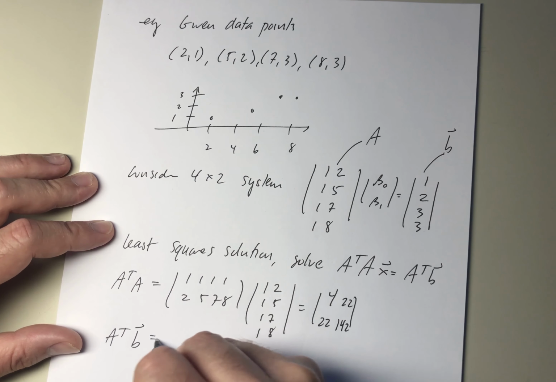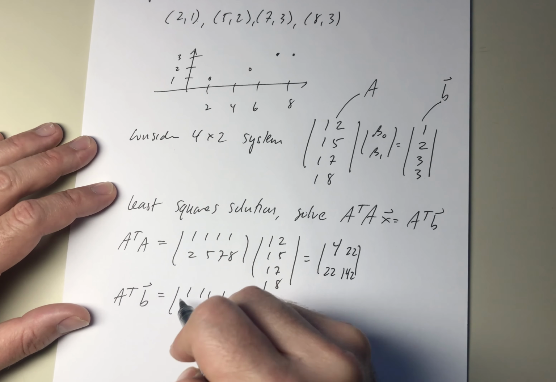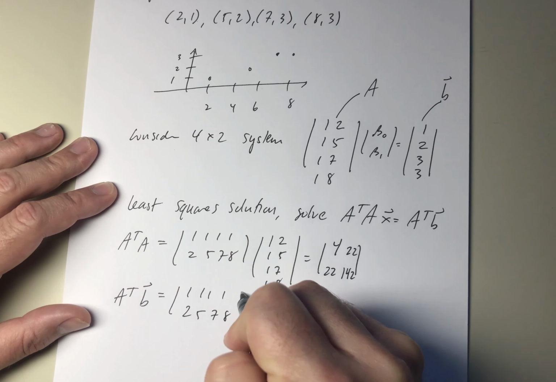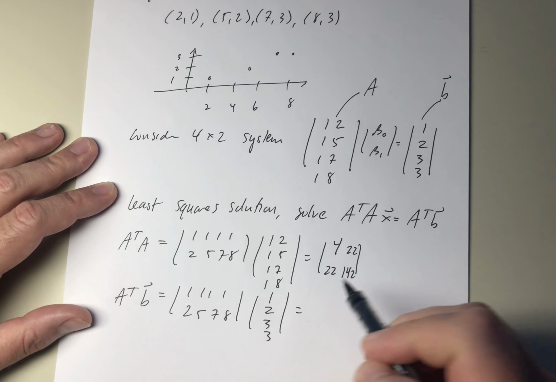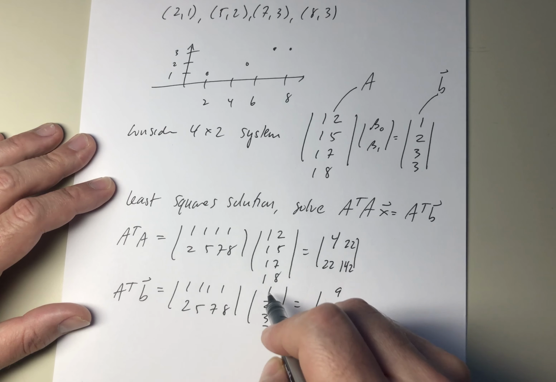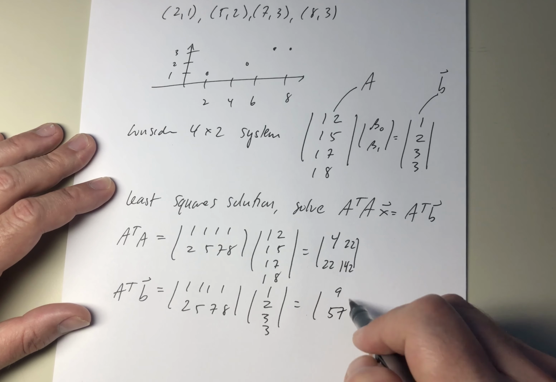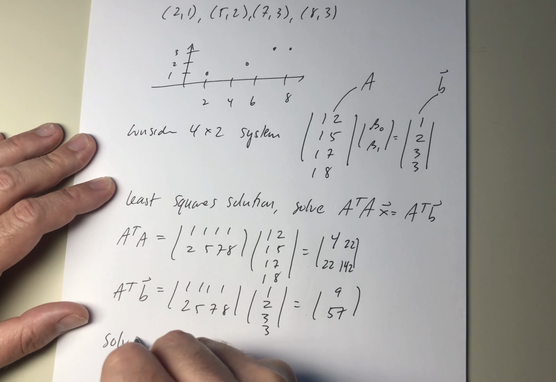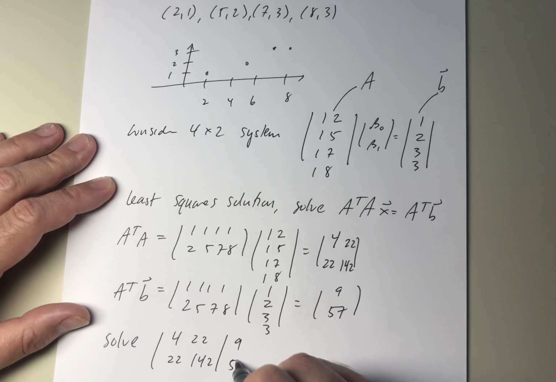What else do we need? We need A^T B, which is 1, 1, 1, 1, 2, 5, 7, 8, times the vector B, which is 1, 2, 3, 3. This will give you 9, which is 1 plus 2 plus 3 plus 3, and then 57. So we solve the little 2x2 system here, 4, 22, 22, 142, augmented with 9, 57.